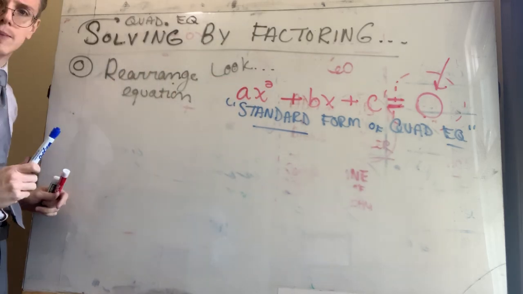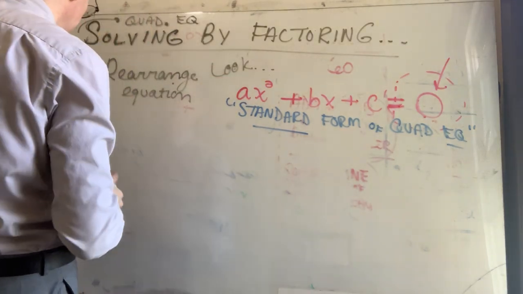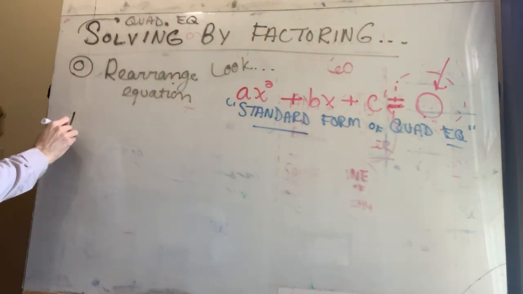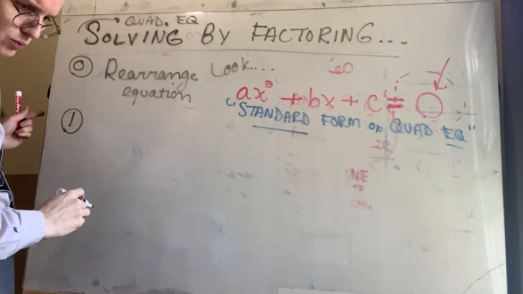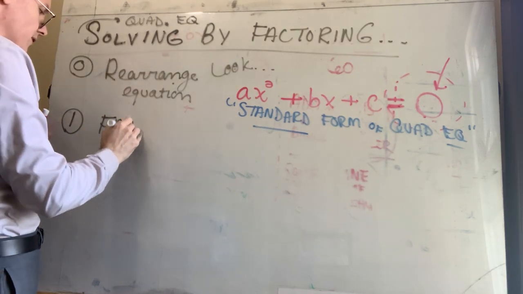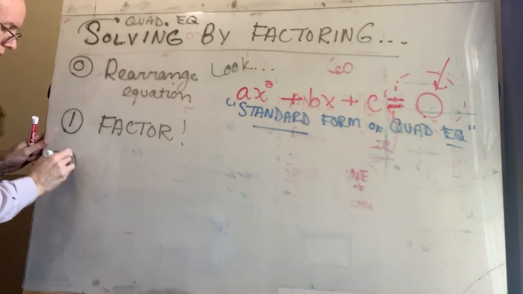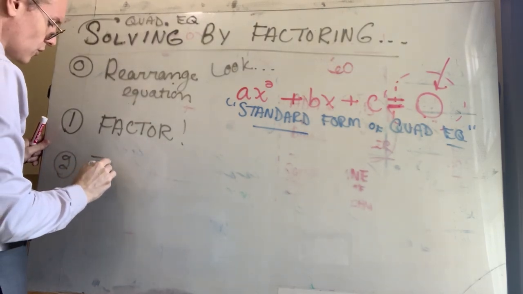Rearrange it to resemble this if it is not that way. Step number one, realistically, assuming everything is swell, is to factor by whatever method that you need. And then two, take advantage of something called the zero product rule.